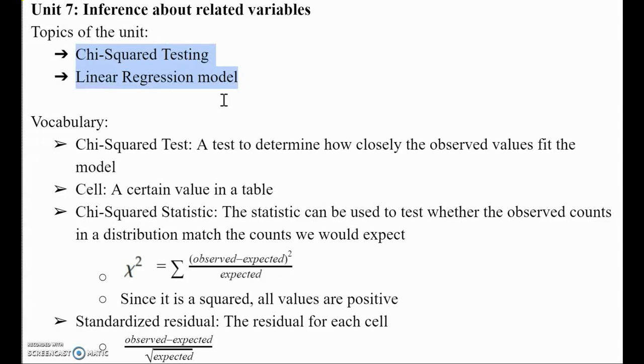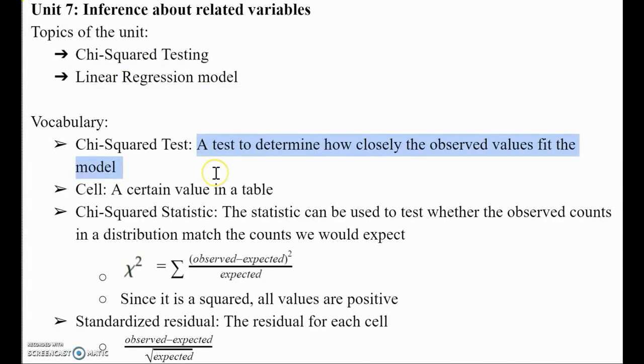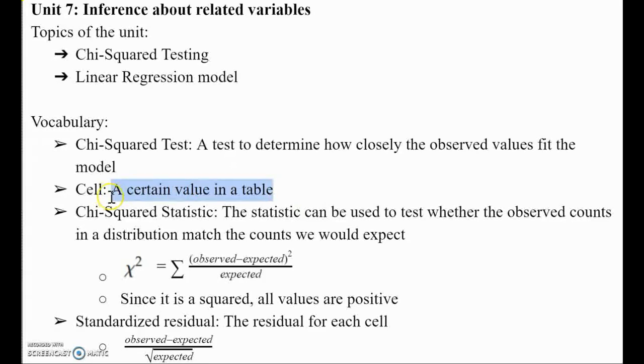To begin, we're going to discuss what chi-square test means. It just means a test to determine how closely the observed value fits the model. Basically, how closely do the values we observe exist with the values we predicted. A cell is a certain value in a table. The table I will show you very shortly.